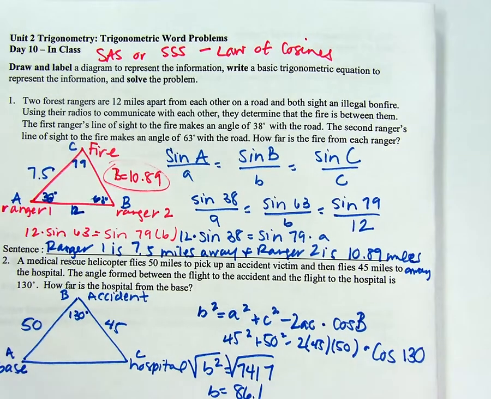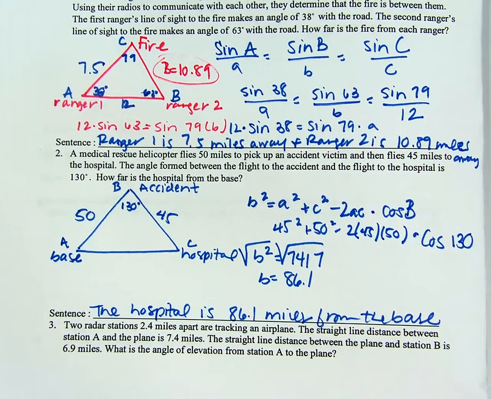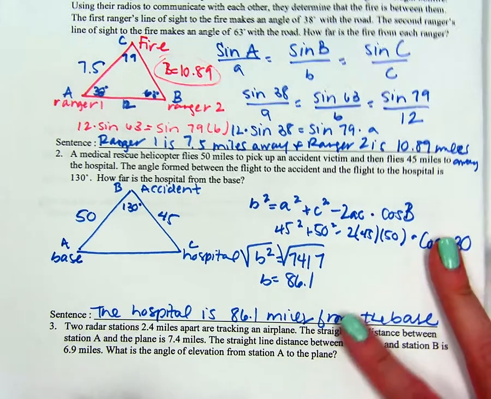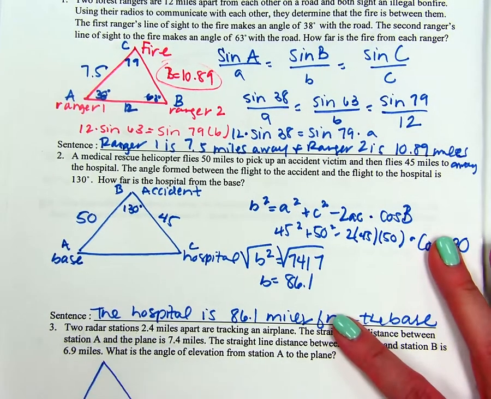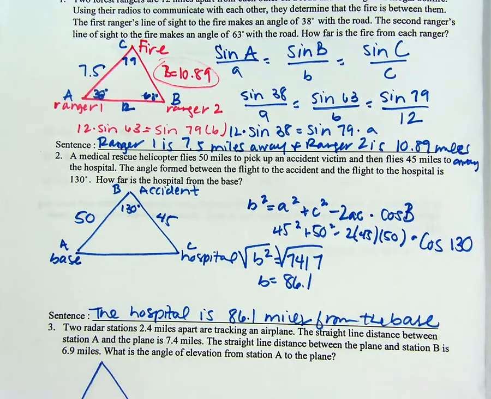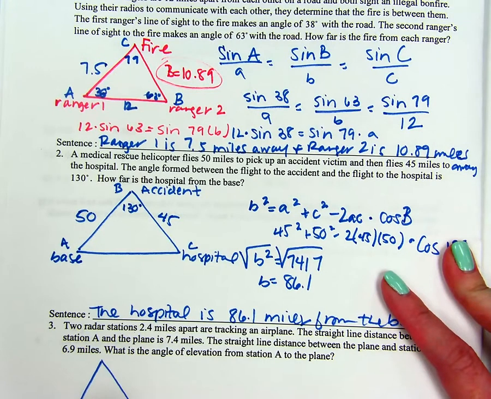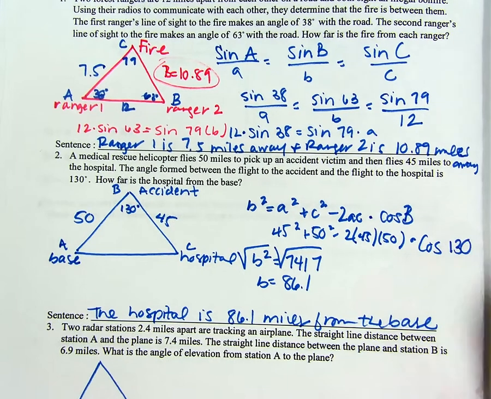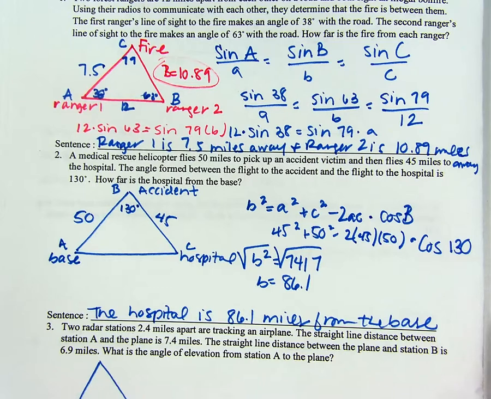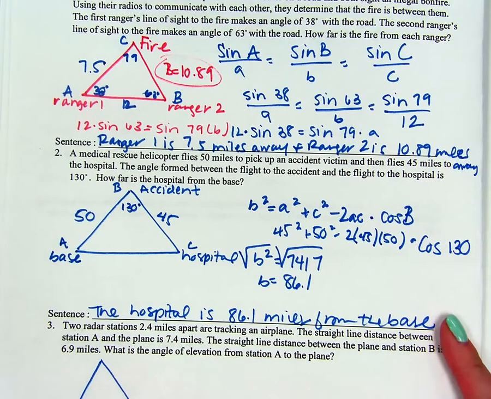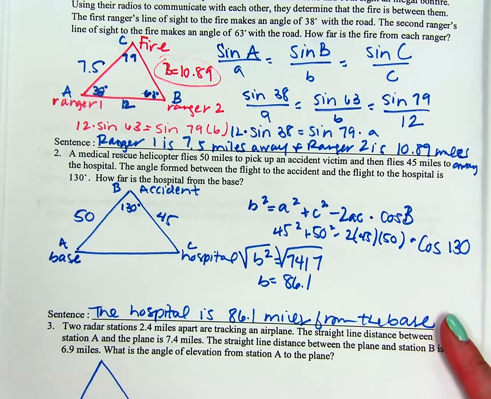All right, last one. Two radar stations are 2.4 miles apart, tracking an airplane. So I'm going to start again with my triangle. Two radar stations. Let's just call this radar station A and radar station B. It says two radar stations are 2.4 miles apart, so we know that the side between the two of them is 2.4.